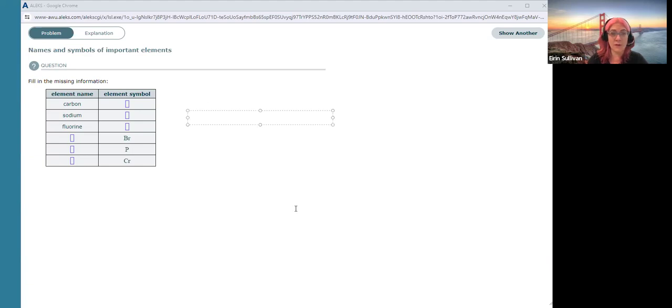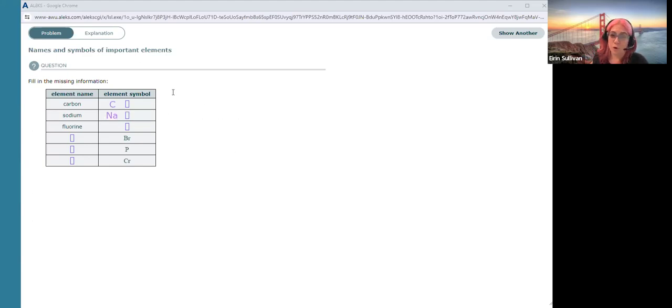Some of them are pretty obvious, where the symbol is the first or the first two letters of the name of the element. Carbon's an obvious one, it's just C, right? But then we get to sodium and it's not what you're expecting. Sodium is Na, butt of many chemistry jokes. Nah, bro, right? Where does that come from?